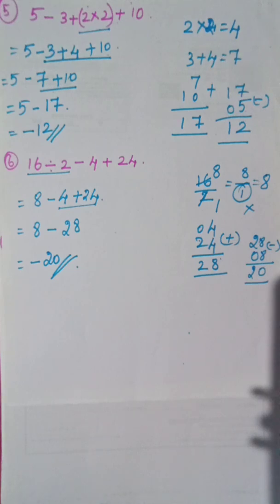Then what do we have to do? After completing the bracket, we have to move to the division. If there is division, you have to do the division sum. Next we have to move to the multiplication. After doing multiplication, we have to move to addition. After completing addition, we have to go to the final step, subtraction. Okay, this is the main concept of this session.